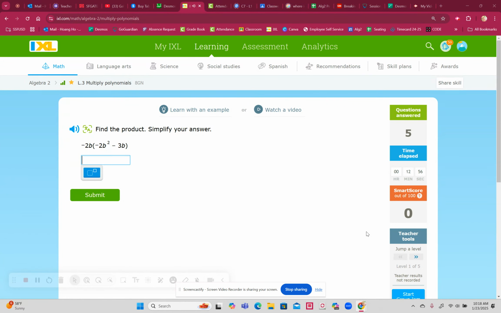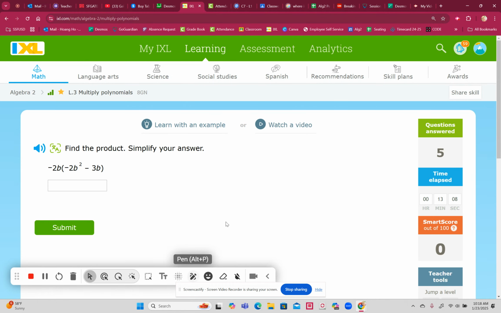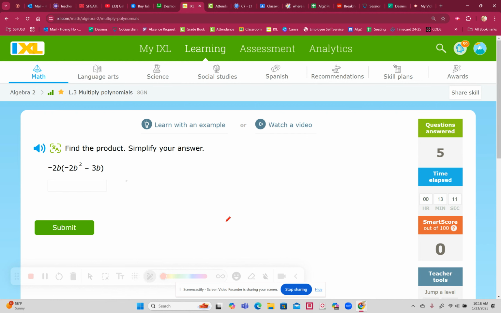Alright, we go over L3, multiply polynomial. Okay, so let's make it bigger. Here we go. So I would start with negative 2b multiplied with each term inside the parenthesis. Okay? So this is what I would do.